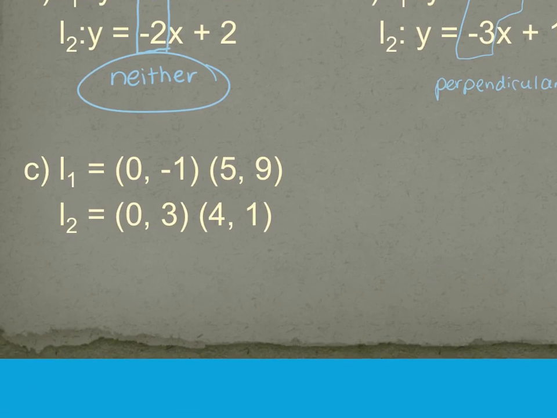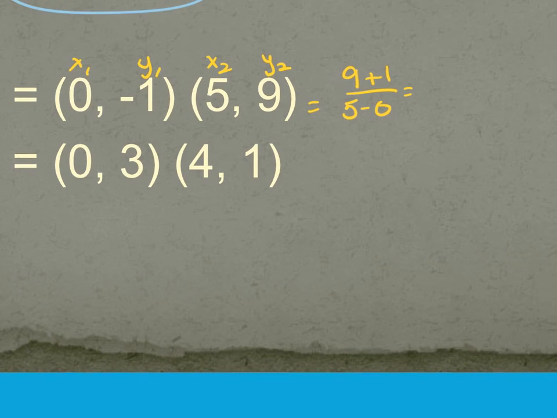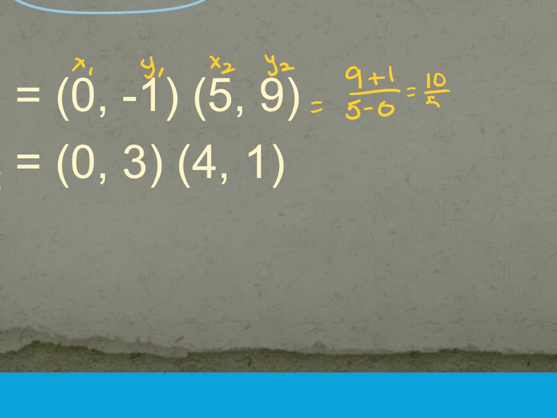Okay, now C, you got to do a little bit of work, right? Because I don't know the slopes yet, but we know how to find slopes if we're given 2 points. Here's our x1, y1, x2, y2. This would be 9 minus a -1 becomes +1 over 5 minus 0. That's 10 over 5, which is 2.